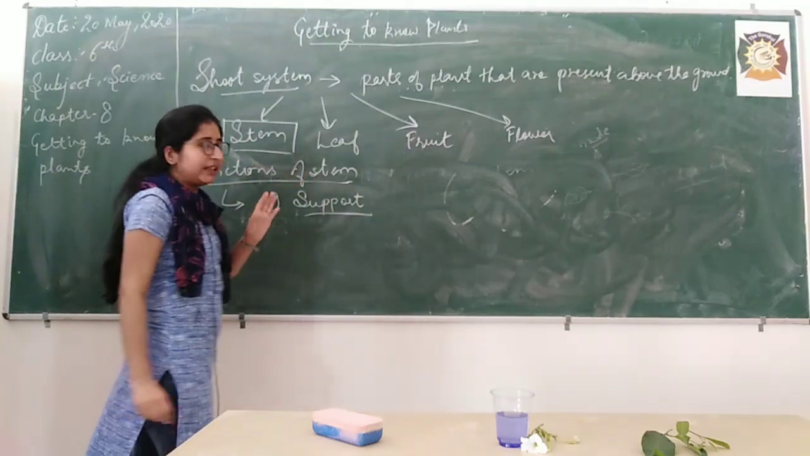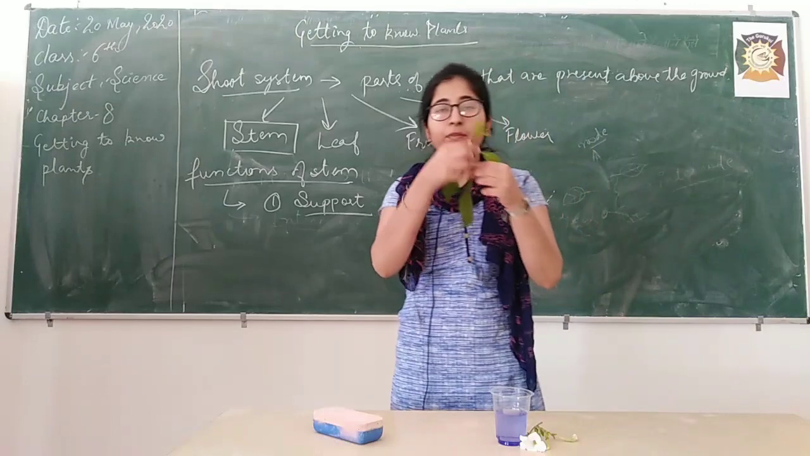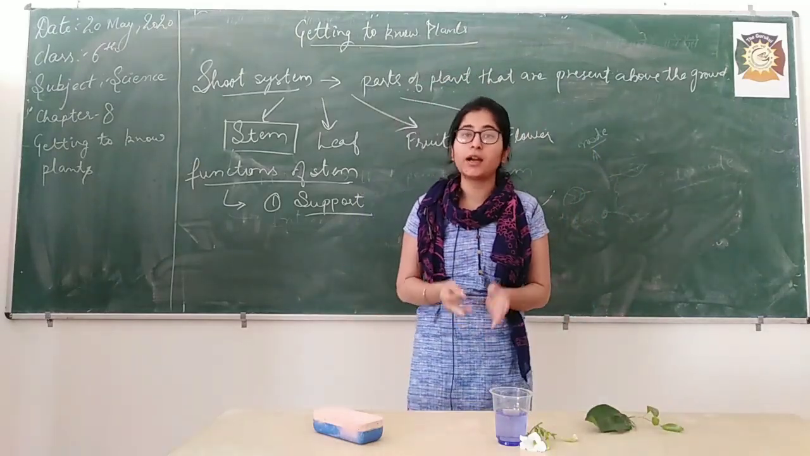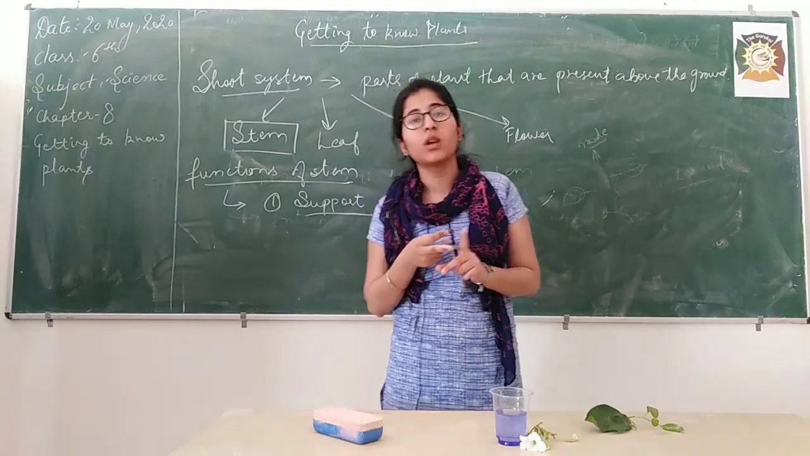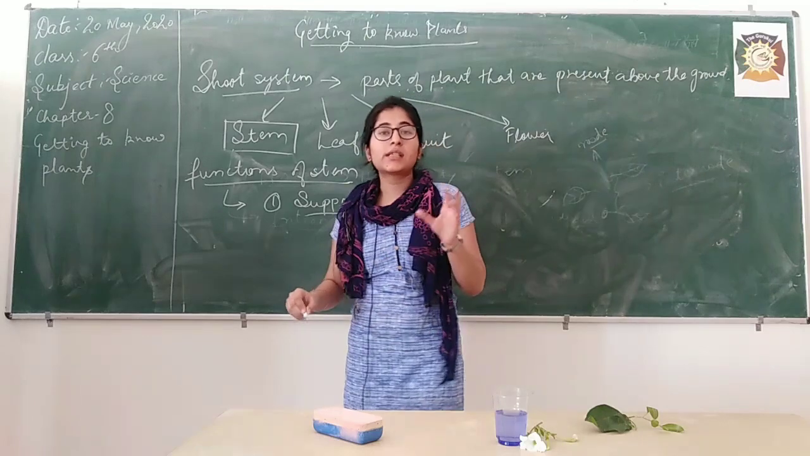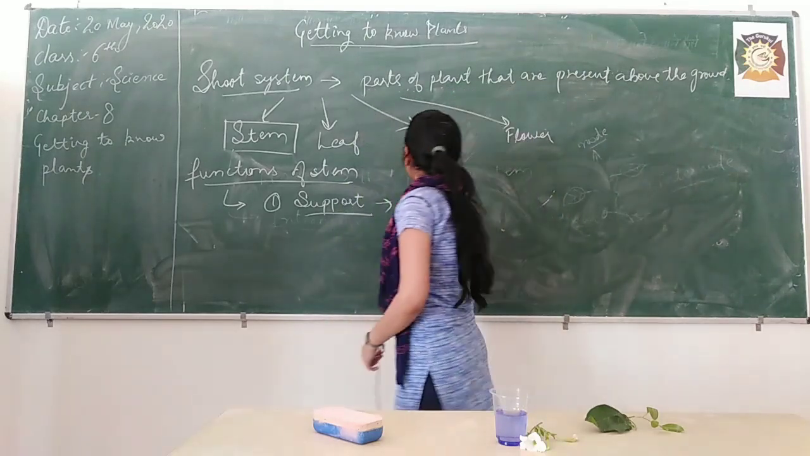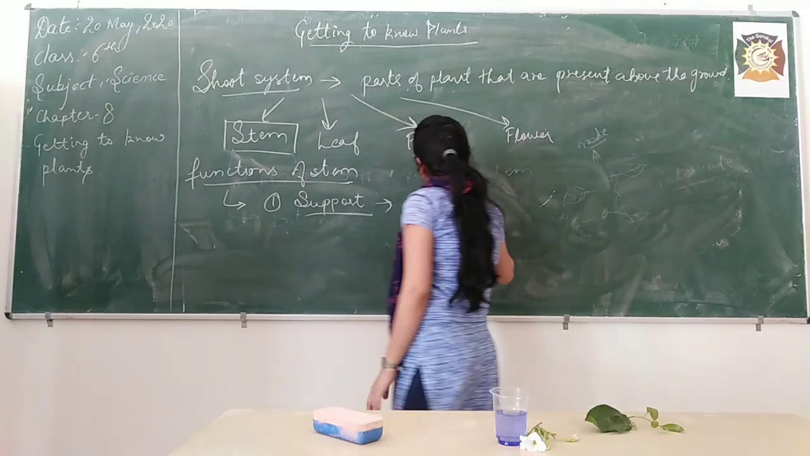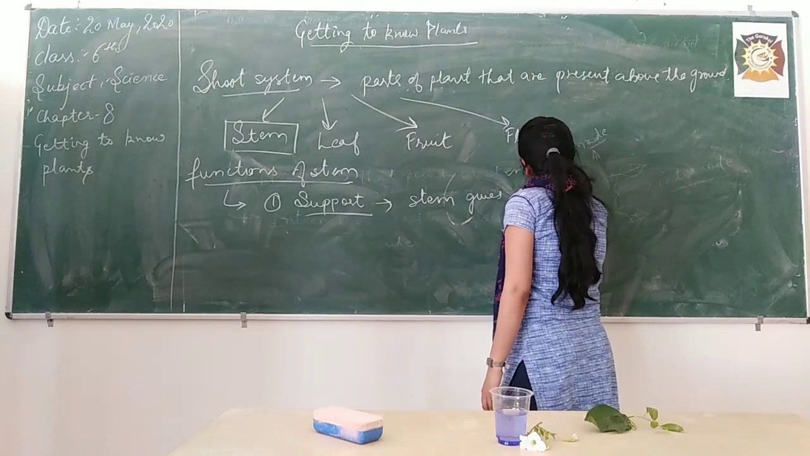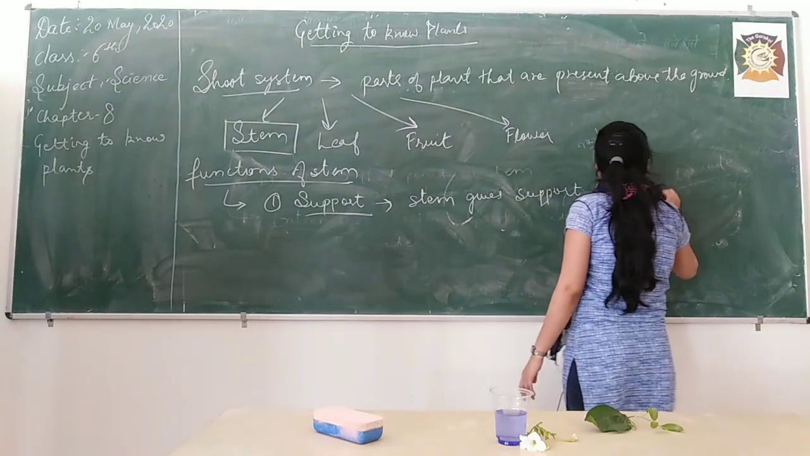I don't think I need to tell you this. You can see it yourself. This is a stem and this provides support to the whole plant, to the leaves, to the fruits, to the flowers, right? So what does the stem do? Stem provides support to the whole plant.